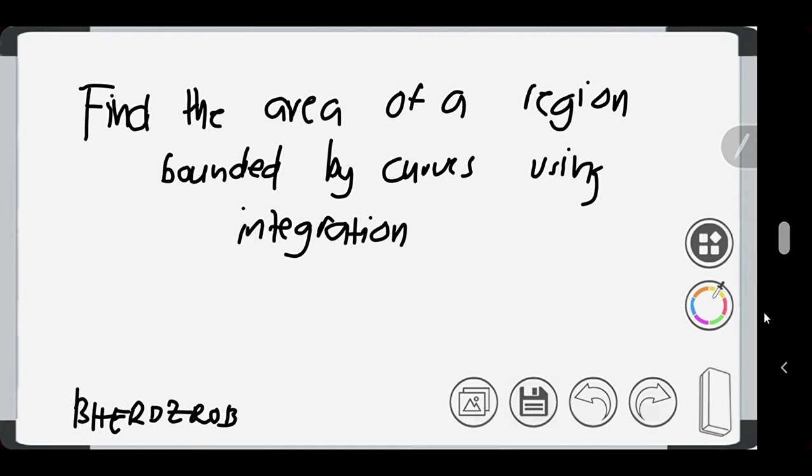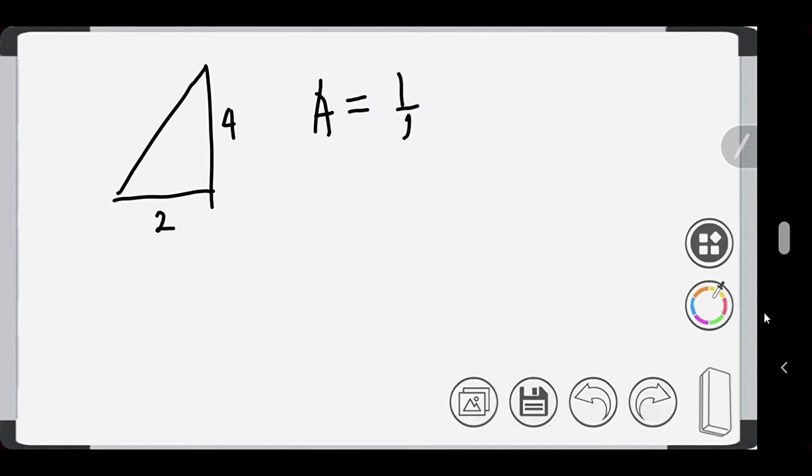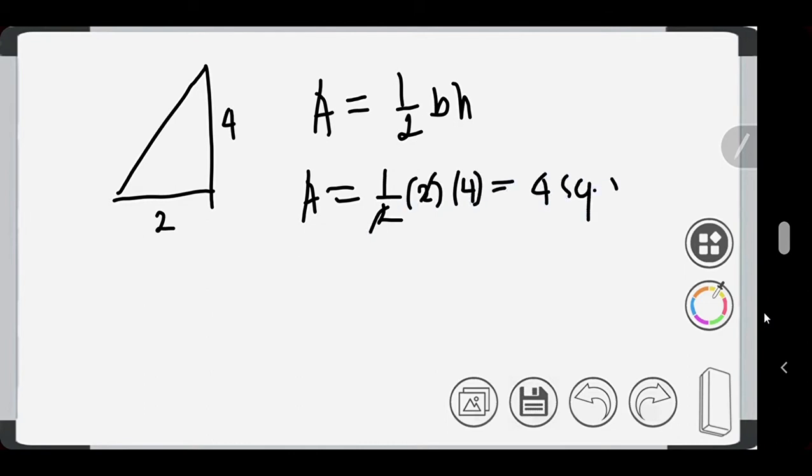Today, we're going to learn finding the area of a geometric figure using integration. Consider the area of a triangle with base 2 units and height of 4 units. We all know that the area of any triangle is 1/2 times its base times its height. In this case, we have our area as 1/2 times 2 times 4, which is equal to 4 square units.